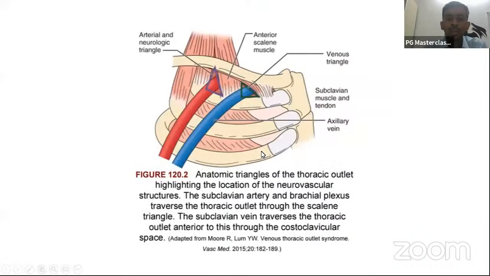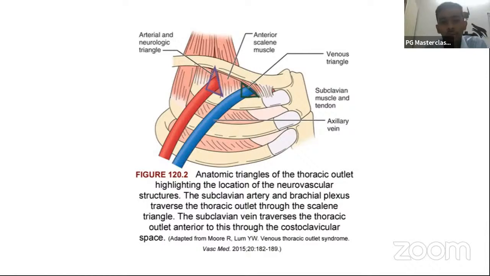A clearer picture in this, where the anatomy of the subclavian artery and the subclavian vein are highlighted. As I had already mentioned earlier, the brachial plexus passes along with the subclavian artery in the arterial neurological triangle between the scalenus anterior and the scalenus medius muscle. And the venous triangle here shows the subclavian vein passing between the scalenus anterior, the subclavius muscle, and the costoclavicular ligament. This being the clavicle and the lower part being the first rib.